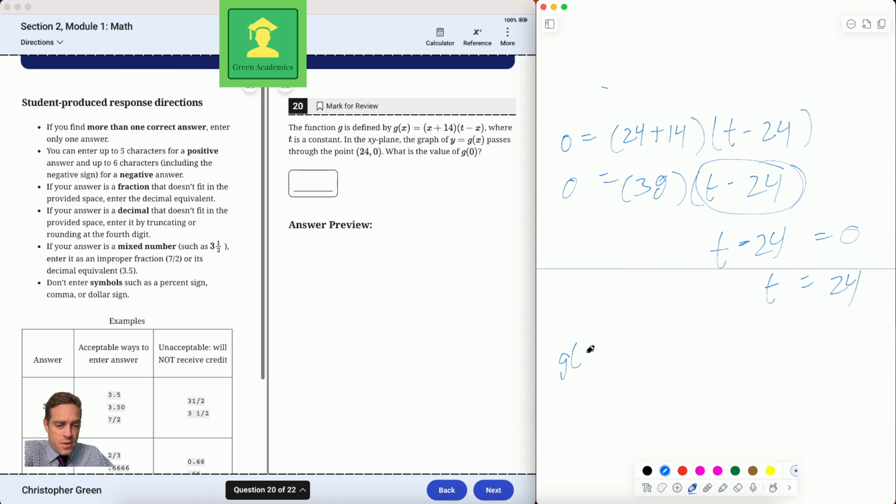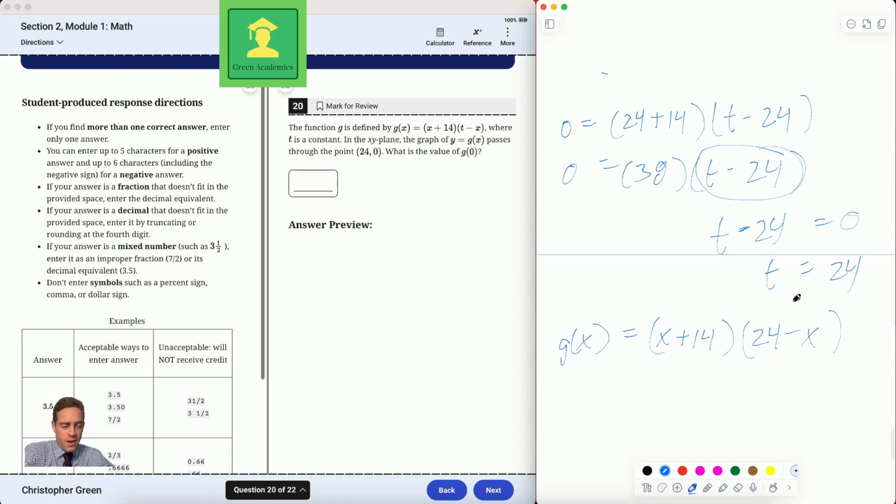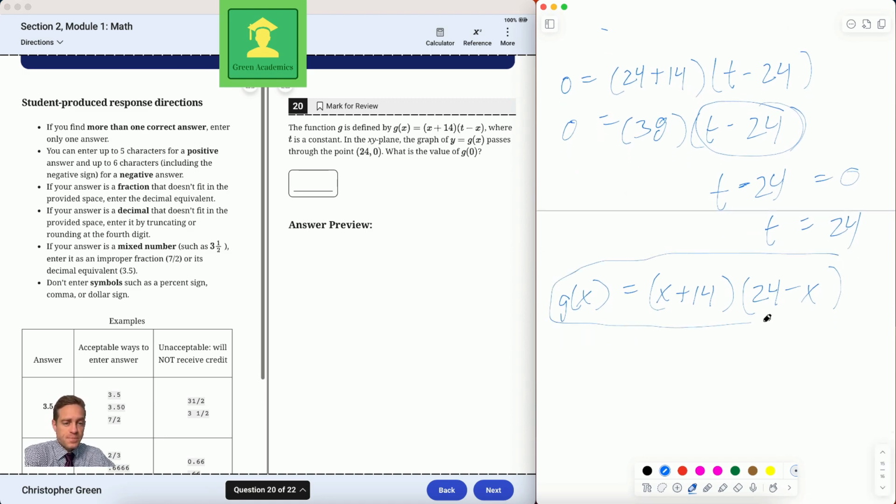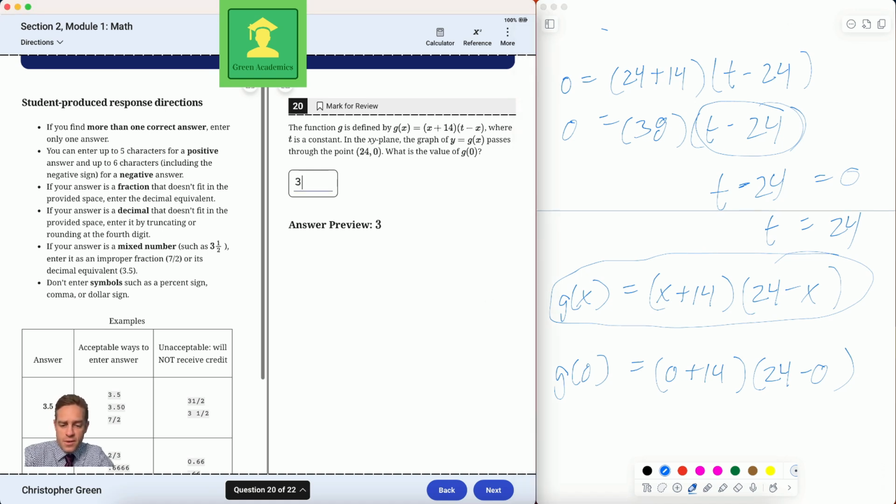So now the general function can be written as x plus 14 times 24 minus x. This is the general function, and g of 0 is now this times this, which is 14 times 24, which is 336.